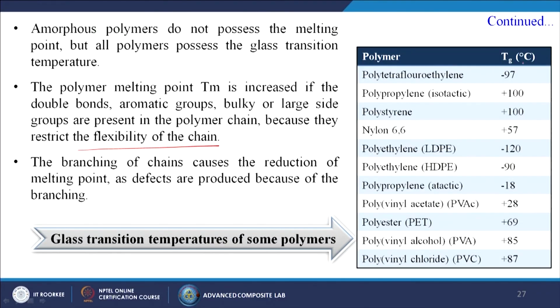Generally, the glass transition temperature of some polymers, as I told, is: polytetrafluoroethylene minus 97 degree centigrade, polypropylene 100 degree centigrade, polystyrene 100 degree centigrade, nylon 66 is 57, and polyethylene LDPE is minus 120. So, these are the different glass transition temperatures for the elastomers and the polymers.